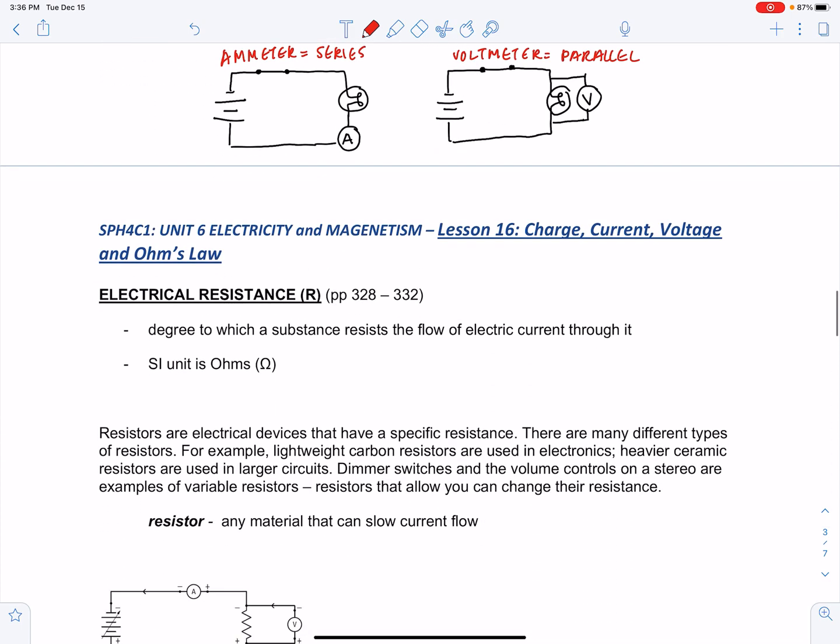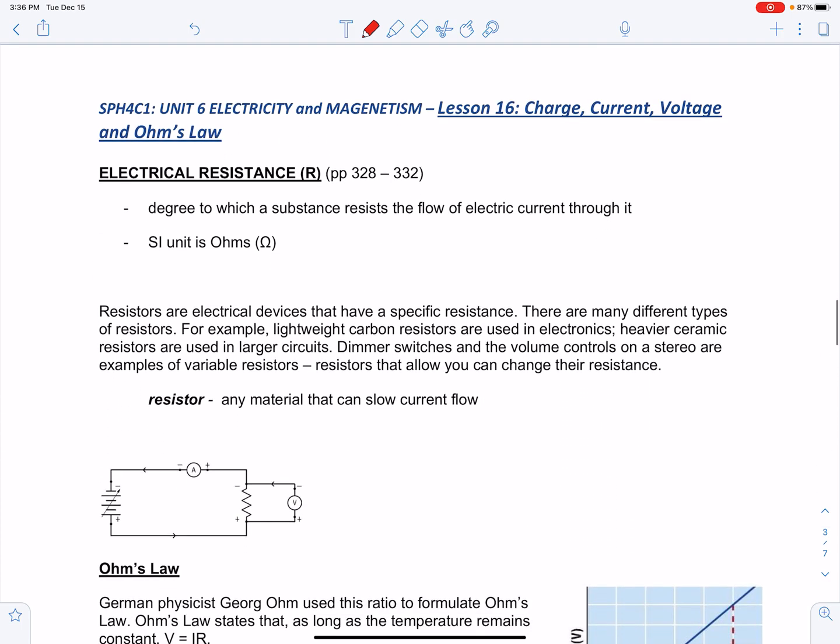The third quantity we're going to look at is electrical resistance. This is given the symbol capital R. To read more on this topic, look at your reference text, pages 328, 332, and you can find this in the content library on the LMS page. Electrical resistance is the degree to which a substance resists the flow of electric current through it. The SI unit is ohms and is given the Greek symbol omega.